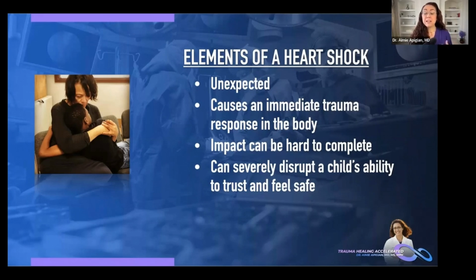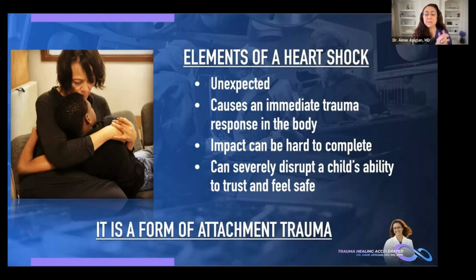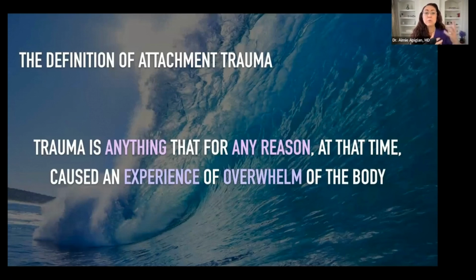Because it becomes stored in our body, in the nervous system specifically, it can severely disrupt a child's ability to trust and to feel safe. Shock in early life is a form of attachment trauma because it's causing a trauma response. So as we go back to the definition of trauma, it's the same definition as attachment trauma: anything that for any reason at that time in our life caused an experience of overwhelm of the body. A heart shock in early life is a form of attachment trauma. It caused a trauma response in the body.